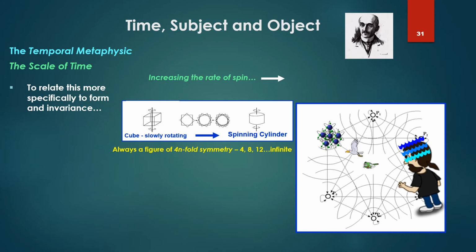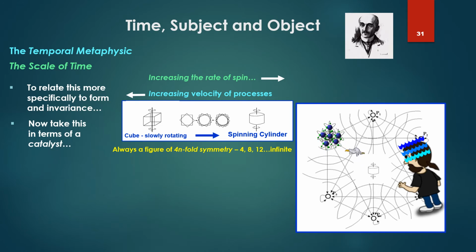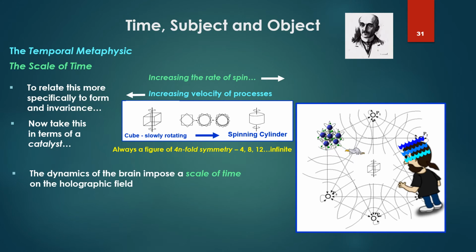However, we can do the same thing, simply working backwards in terms of a catalyst. That is, increasing the velocity of processes. For example, we start with our guy watching this spinning cylinder there, and we start raising the velocity of processes. That cylinder would slow down gradually through a series of decreasing serrated edge figures to ultimately the rotating cube. So the dynamics of the brain are imposing a scale of time on the holographic field.